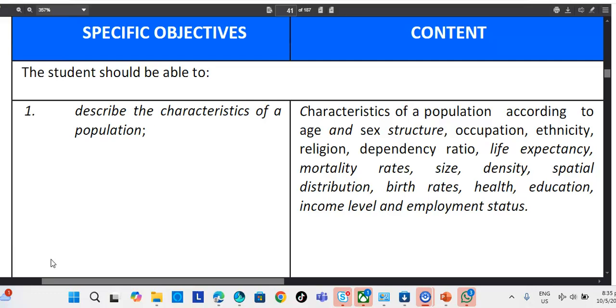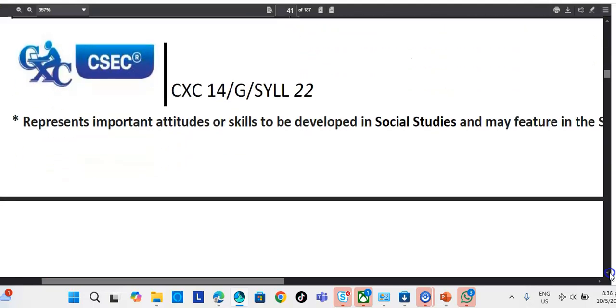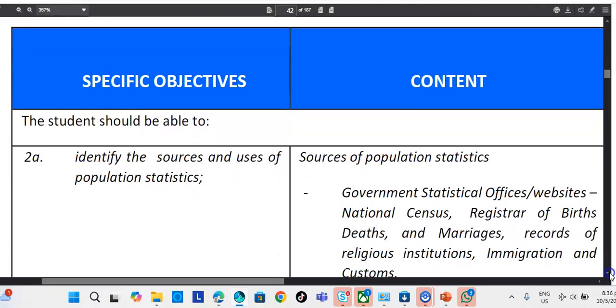We have to look at the mortality rates, how many people we have dying, compared to how many are still alive. We are to look at spatial distribution, birth rate, how many babies are born per year per 1,000. We have to look at health, education, income level, and employment status to talk about the characteristics of our population. Going down nicely.